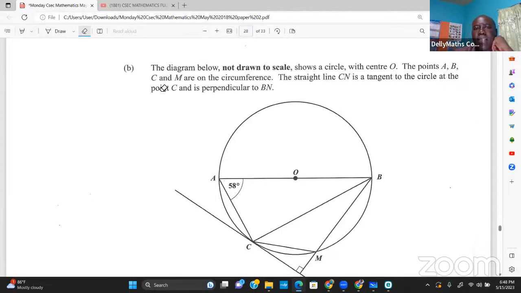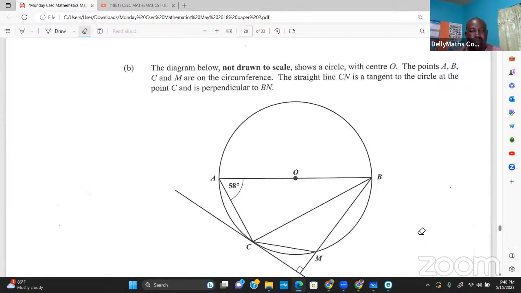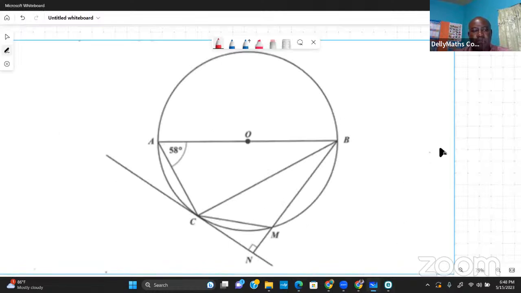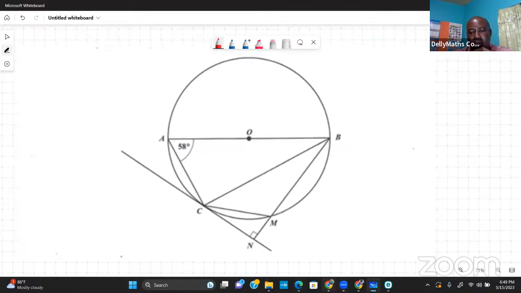All right, so what we have now is it says that the diagram below, not drawn to scale, shows a circle with center O. The points A, B, C, and M are on the circumference. The straight line CN is a tangent to the circle at the point C and is perpendicular to BN. You're seeing everything that they're saying right there, right? So what we want to do is to take a look at the questions that they have for us. We're going to view the diagram there.